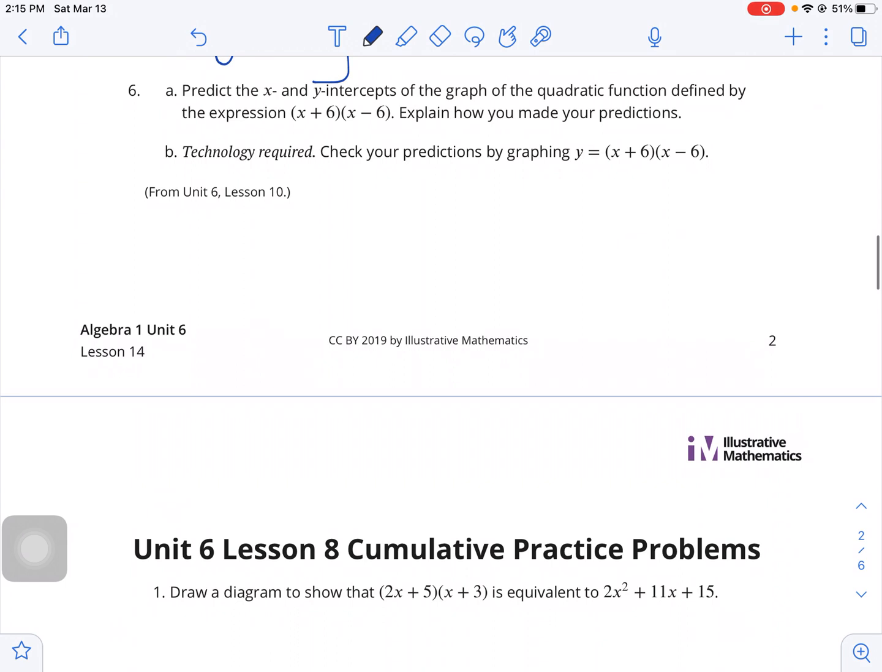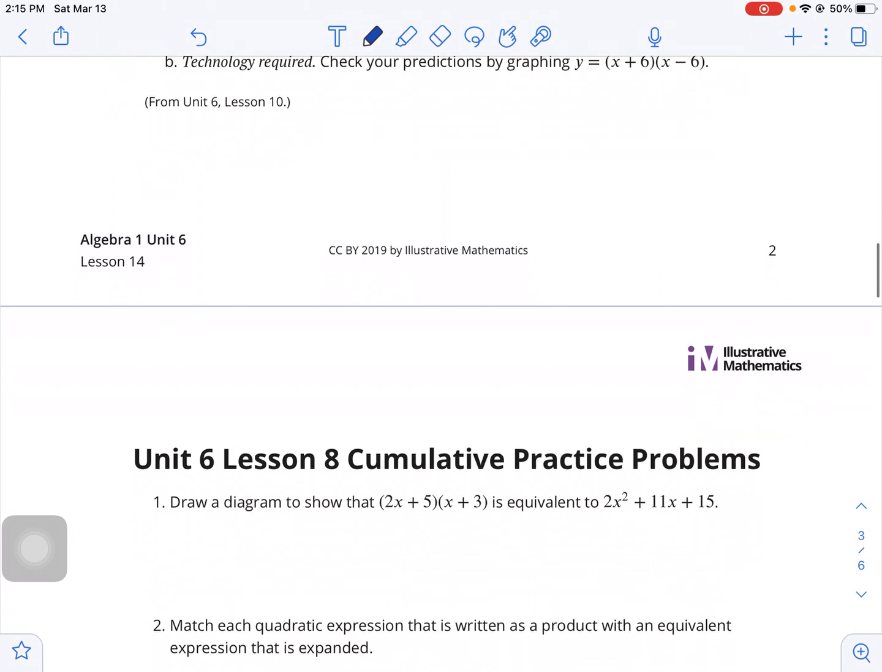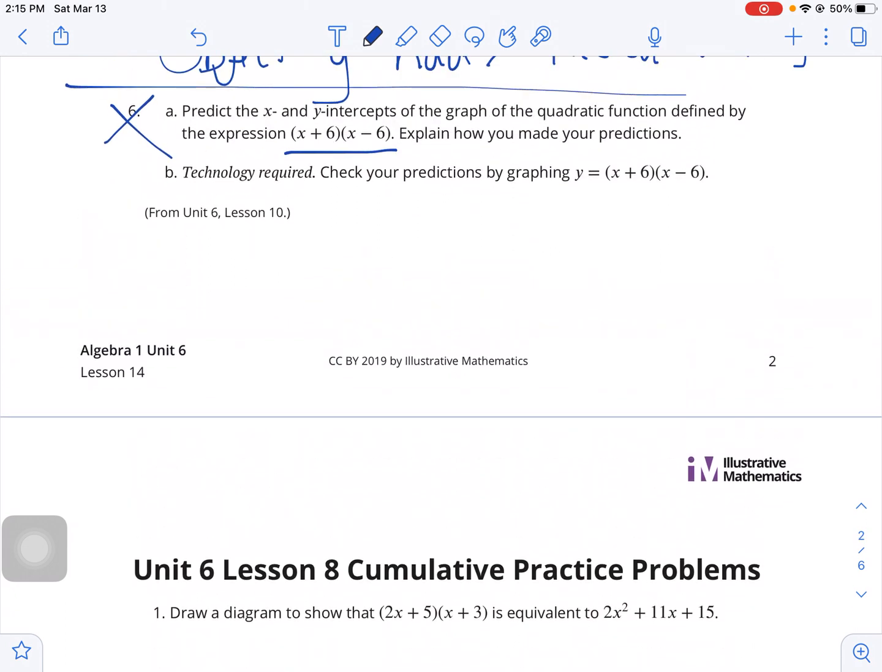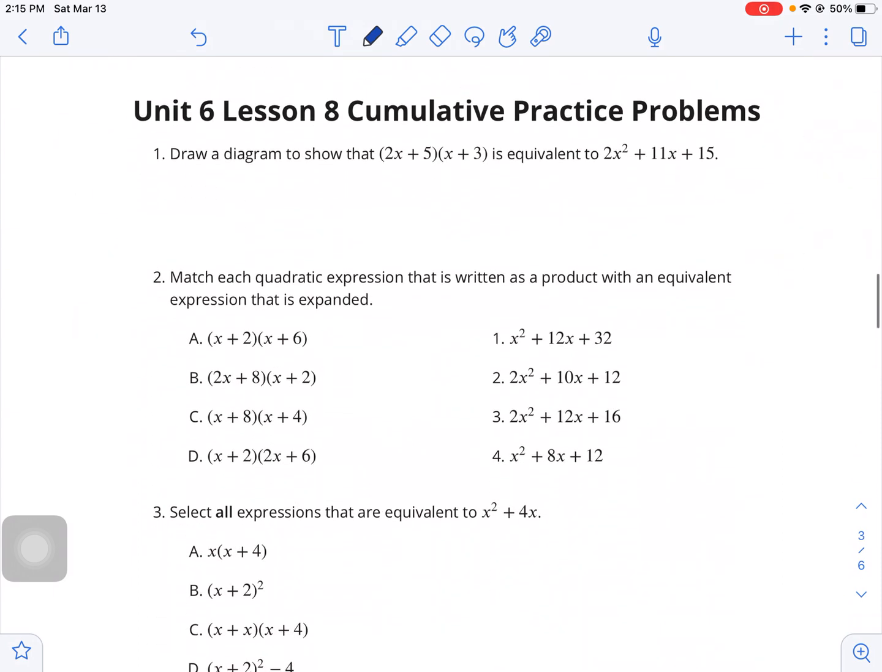Number 6, predict the x and y intercepts of the graph of the function defined by the expression x plus 6, and then we're going to check our prediction. So x plus 6 and x minus 6 from lesson 9, we know that x plus 6, actually we can skip this one because we haven't done this yet. So let's skip number 6. I'll change that on yours so that it doesn't even exist. How's that sound? And we'll move on to lessons 8 and 9 then.